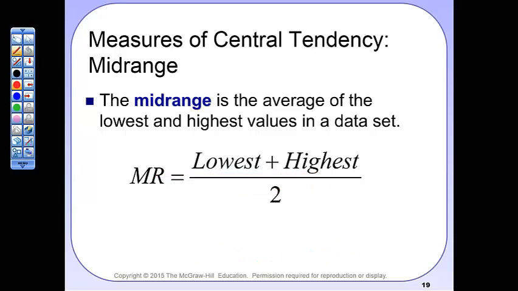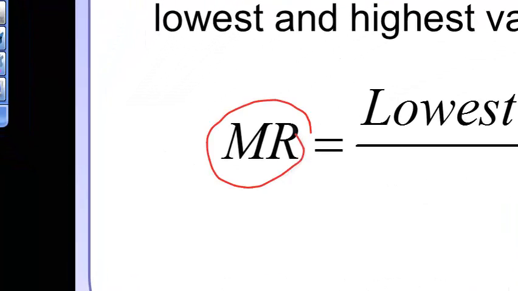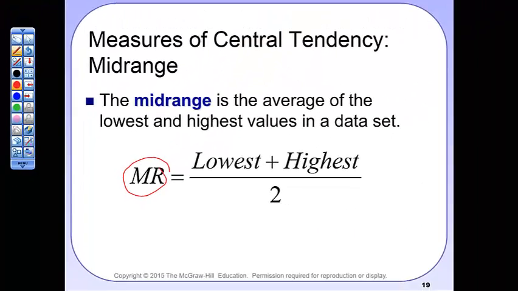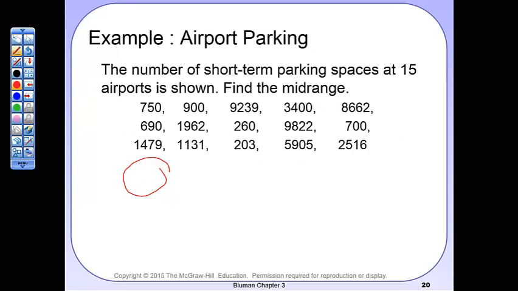Our fourth type of central tendency is the mid-range. The mid-range takes our lowest number plus our highest number and divides by 2. So we want to take that highest number plus the lowest number and divide by 2. This one is denoted by MR, and again, this one does not have separate designations for whether it's from a sample or a population. So let's look at the airport parking again, and we want to find the mid-range.